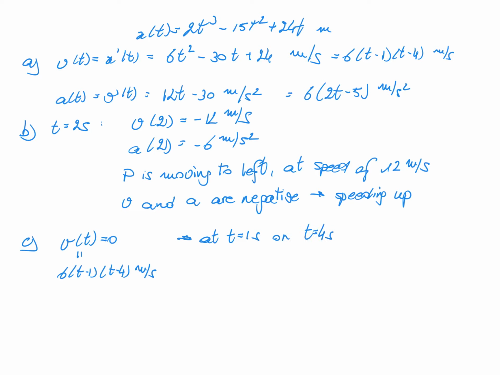In the same way, we can see when the speed is not changing. So the speed is not changing if the acceleration is 0. The acceleration, we look again at the expression. This was 6 times 2t minus 5 meters per second squared. This one is 0 if 2t minus 5 is 0, or t is 5 over 2 seconds.